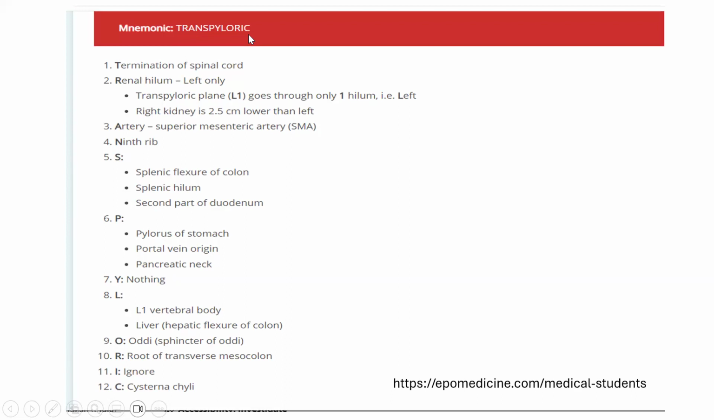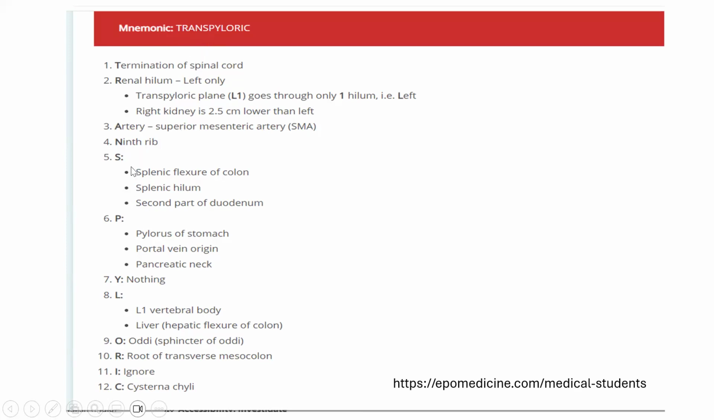Transpyloric, that is what we call it. T is termination of spinal cord. Renal hilum, left only. The transpyloric plane goes through only one hilum, that is the left, as the right kidney is slightly lower. The artery that comes after renal hilum is the A, the superior mesenteric artery. Then comes the N, so 9th rib.